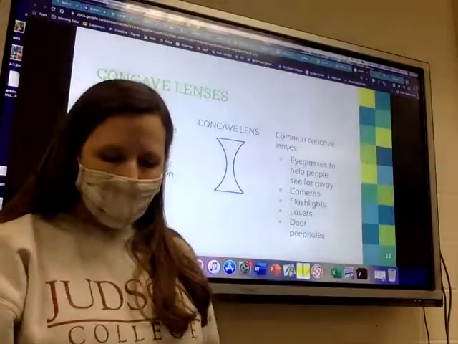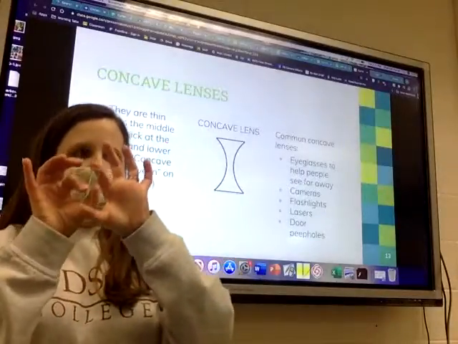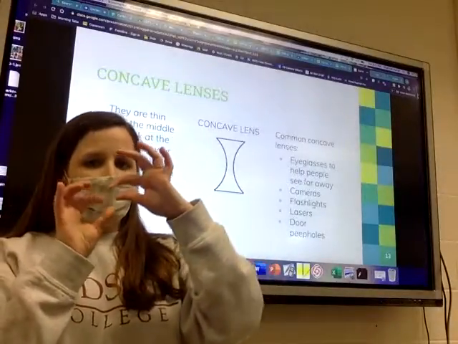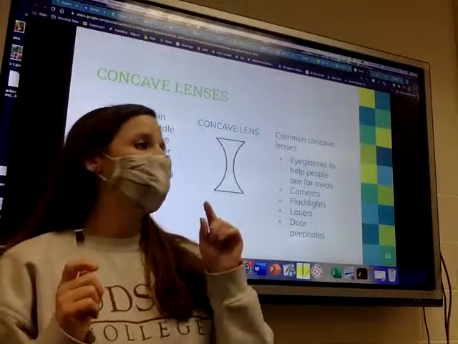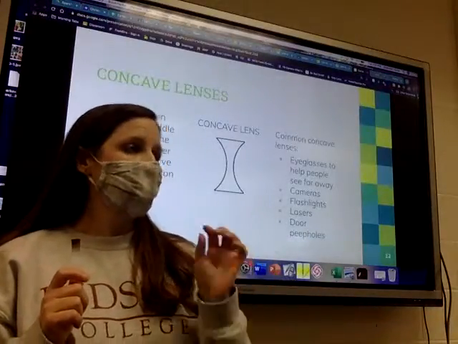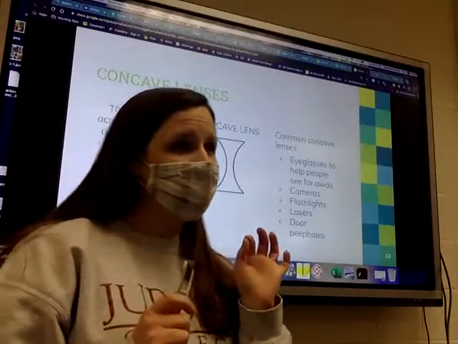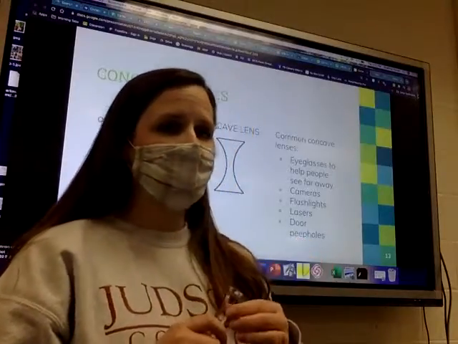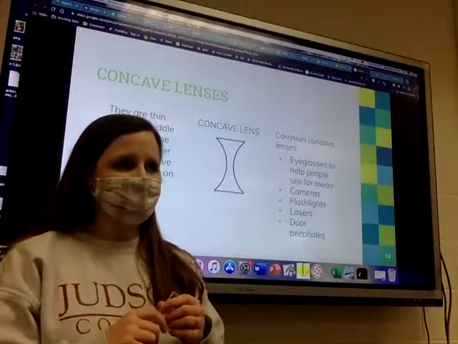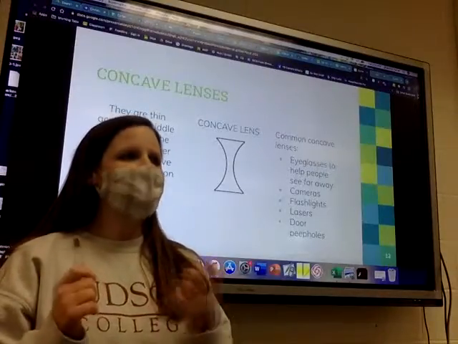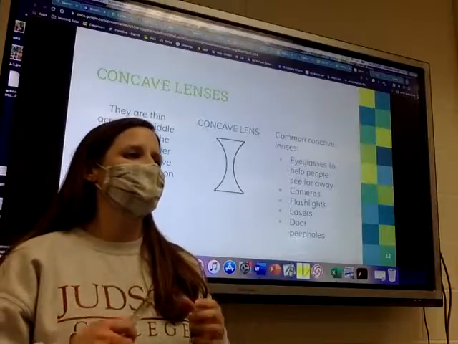All right. They are thin in the middle, thick up top. They cave in on the side. These are used as eyeglasses to help people see far away. So if somebody has glasses and you get really close to them, you might can tell whether or not they can see up close or far away by looking at their lenses. They're also used for cameras.